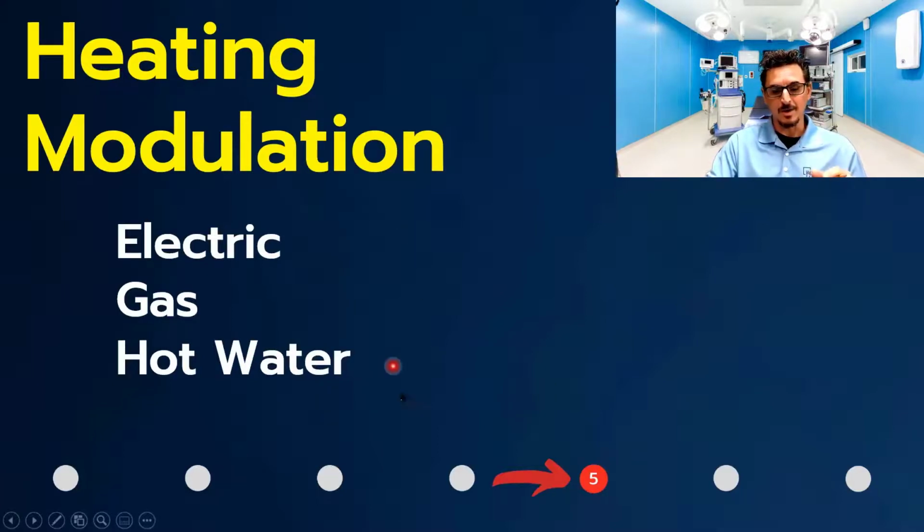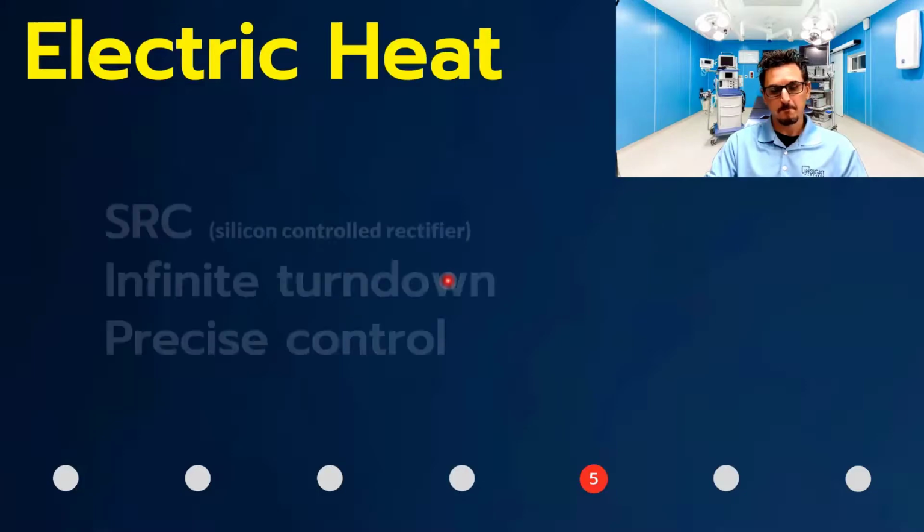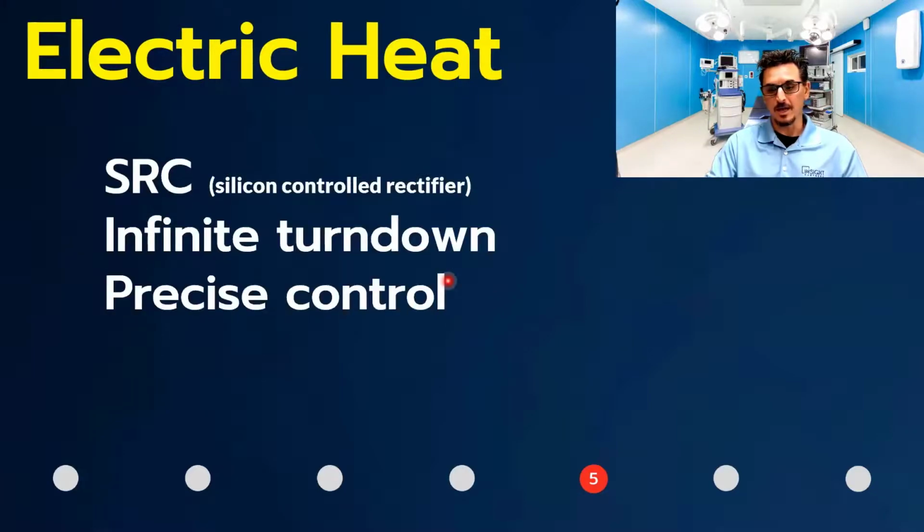I would say hot water, I've done 2 units in 20 years with hot water as a heater in a DX piece of equipment, but it is an option. So electric heat, again, we want everything to be modulating. So SCR is a must in these applications, in my opinion. The great thing about SCR heat is it's pretty bulletproof and you get infinite turn down and precise control. Okay.